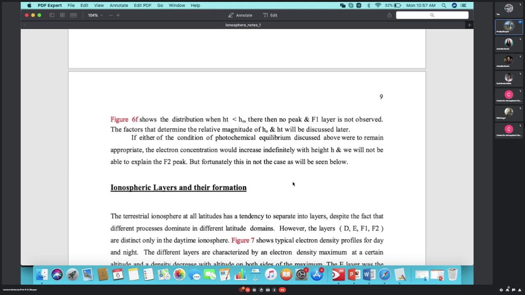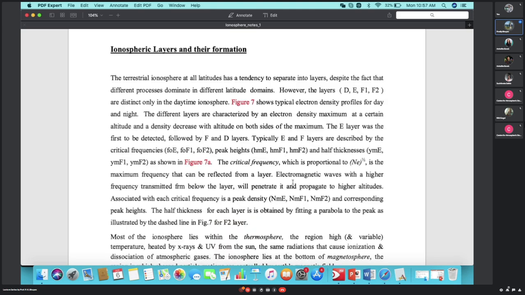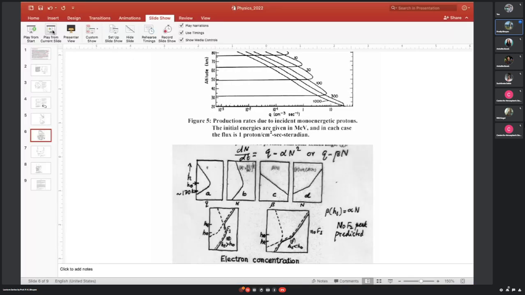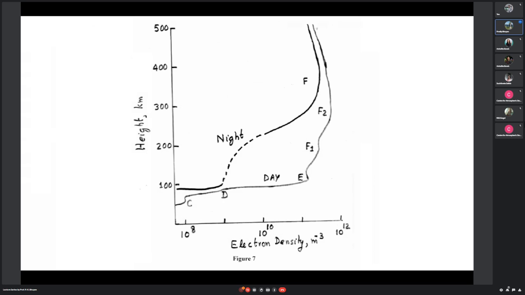The terrestrial ionosphere, as we all know, has different layers. The tendency is to separate into different layers. This is the figure. Again, okay. So this figure, you are very much familiar with. You can see these are different heights, the electron density at different heights. This figure is also in Hargreaves' book.